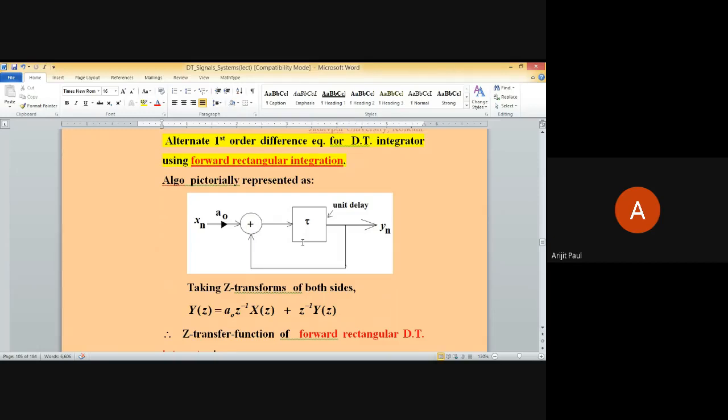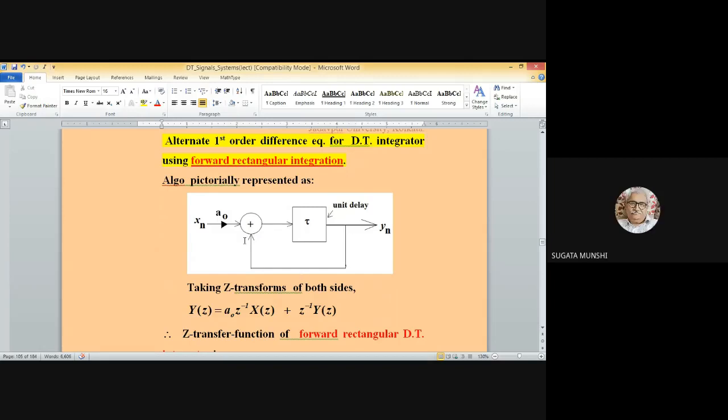Sir, in this structure, a0 x n plus y n is directly added. Won't it result in the same thing? If you consider here, what will be the output of this adder? a0 x n plus y n. Then what will be the output here? Here there is a simple unit delay, so you are supposed to have a0 x n minus 1 plus y n minus 1. All right. Okay. Achha.